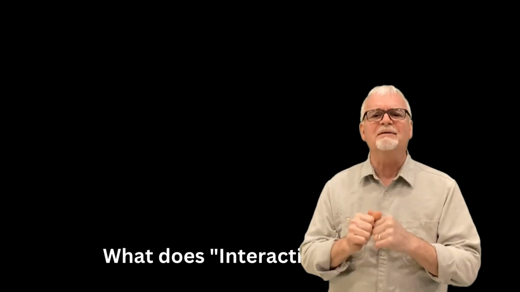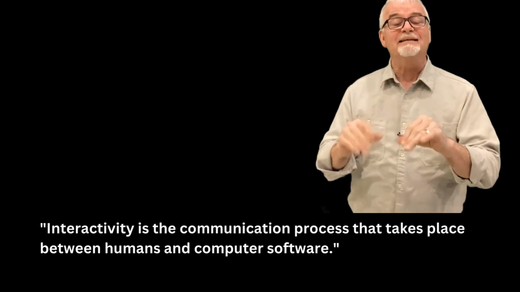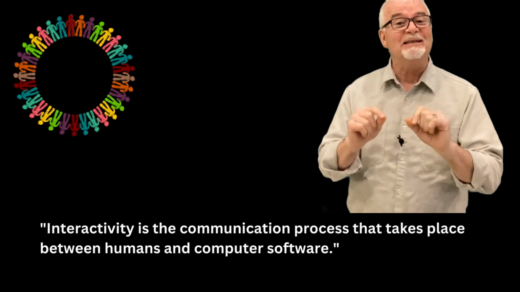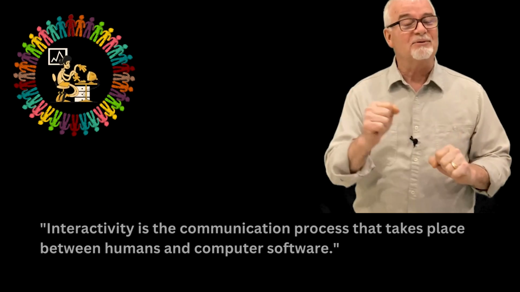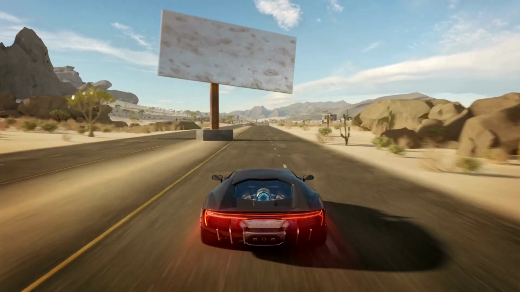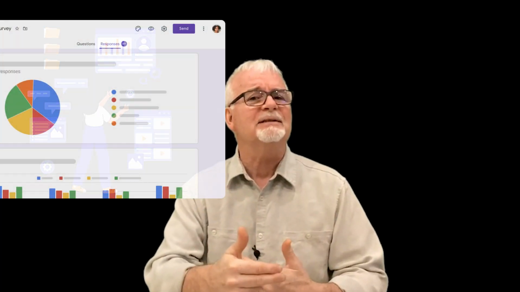What does interactivity mean? Interactivity is the communication process that takes place between humans and computer software. Where are the most forms of interactivity typically found, you ask? Did you ask? I don't know. It's typically found in games, where you need a continuous form of interactivity within the game or from the gamer. Database applications and other financial engineering, trading applications are also typically very interactive.